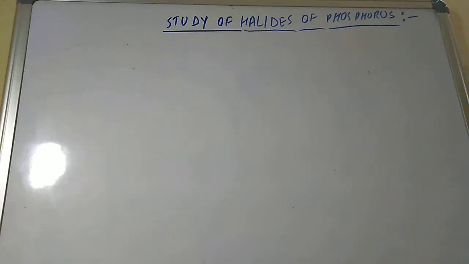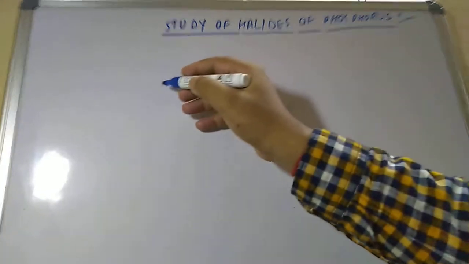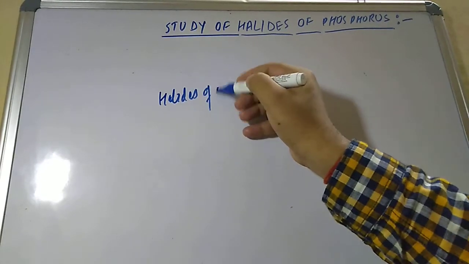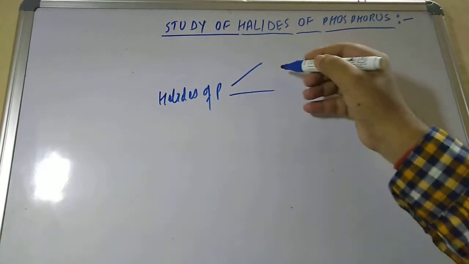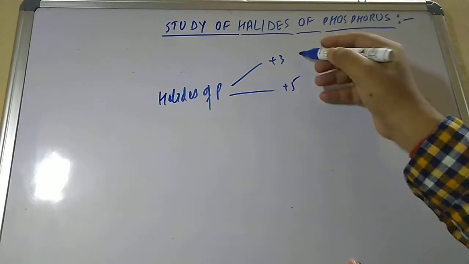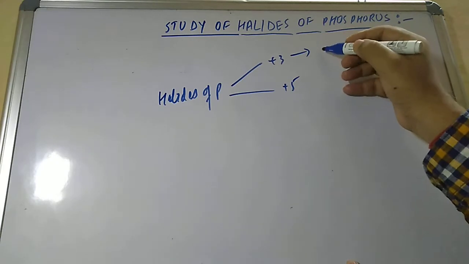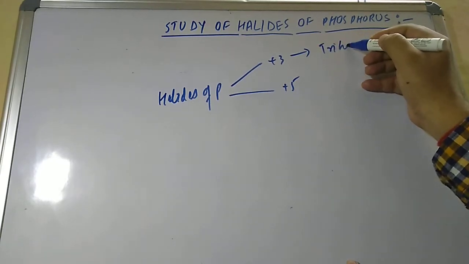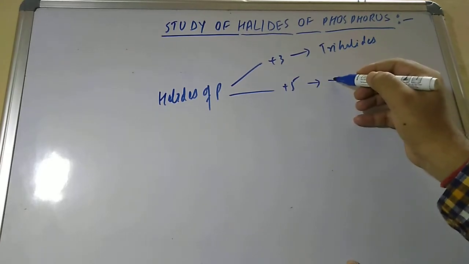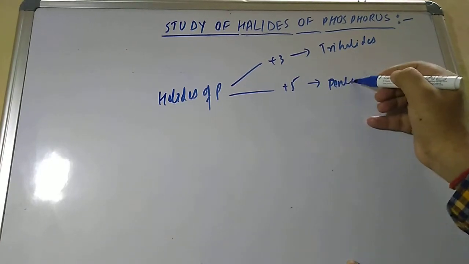Hello, good morning, friends. Today I am going to study the halides of phosphorus. So let us see the halides of phosphorus. It forms two types of halides, in the +3 oxidation state and the +5 oxidation state. The +3 oxidation state is known as trihalides, and the +5 oxidation state is known as pentahalides.